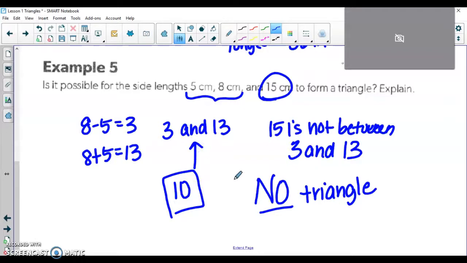So the triangle inequality theorem gives us a range. If we know 2 sides, it gives us a range for what the third side could actually be.